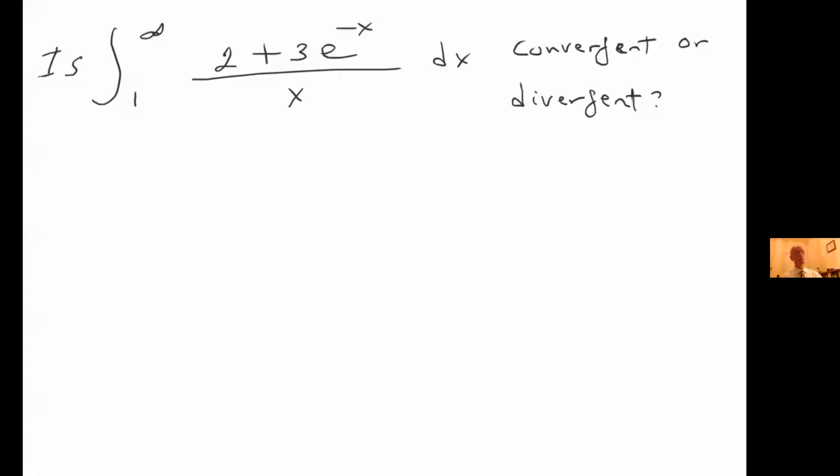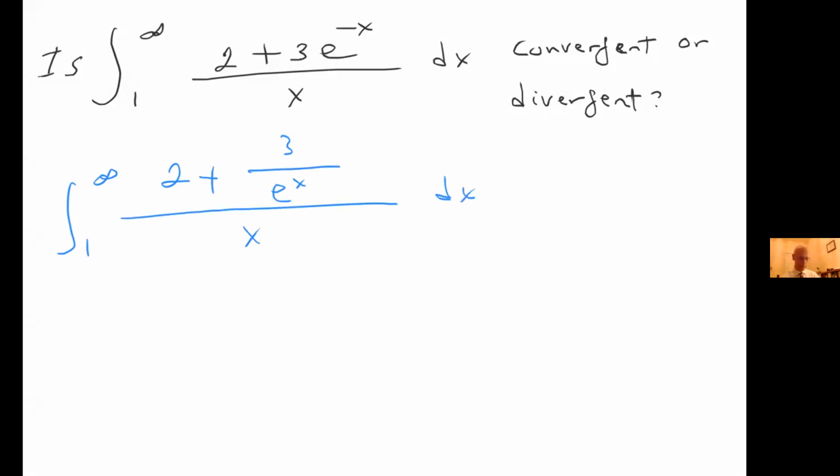Is the integral from 1 to infinity of (2 plus 3e^(-x)) over x dx convergent or divergent? This is actually fairly easy. To show you, I'm going to rewrite this as the integral from 1 to infinity of (2 plus 3 over e^x) over x dx.